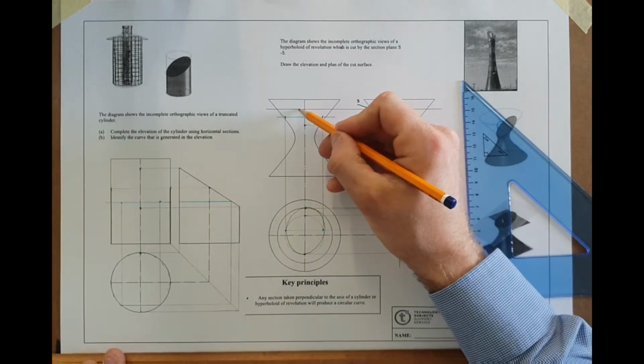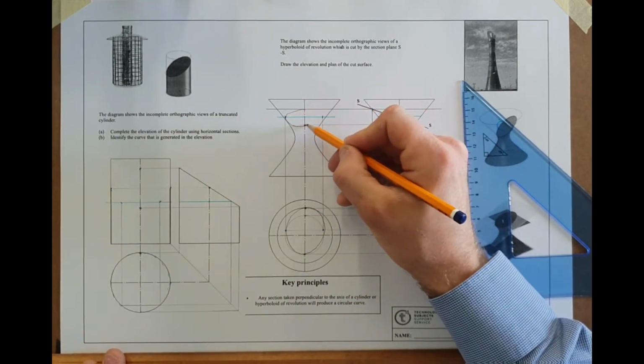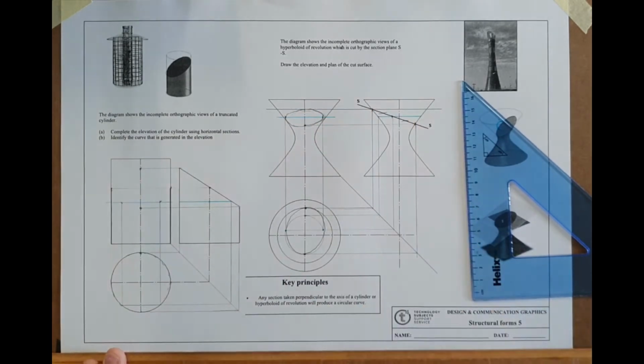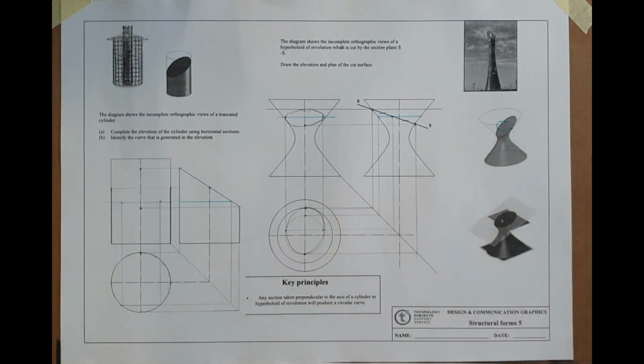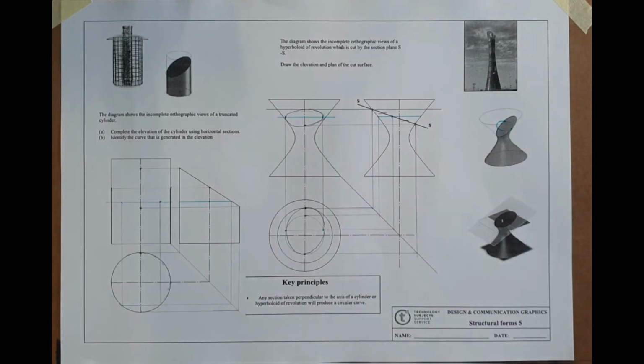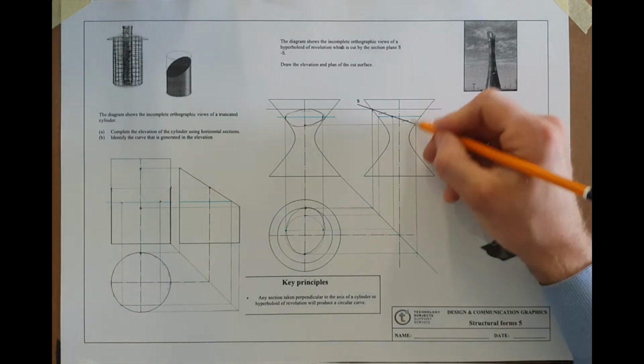And here it's going to be a much broader curve like that, and it should kind of touch right out on the edge. So there's another little bit of practice. Repetition of what you would have covered when you were doing intersection of solids, taken in here to structural forms when you're given a hyperboloid of revolution.